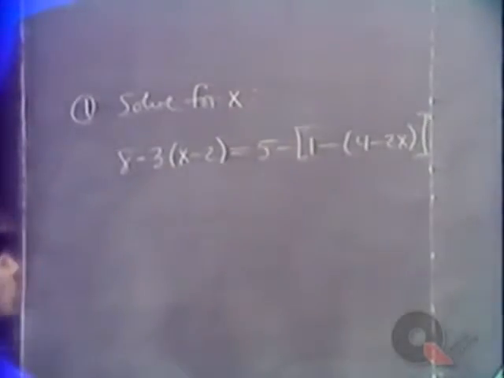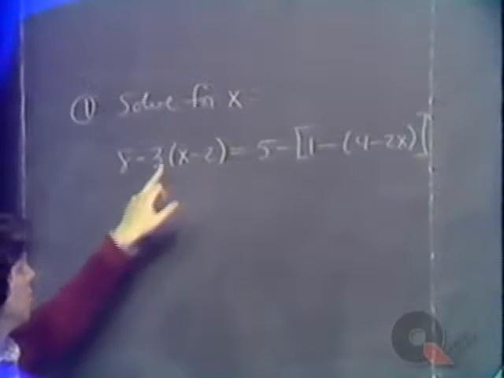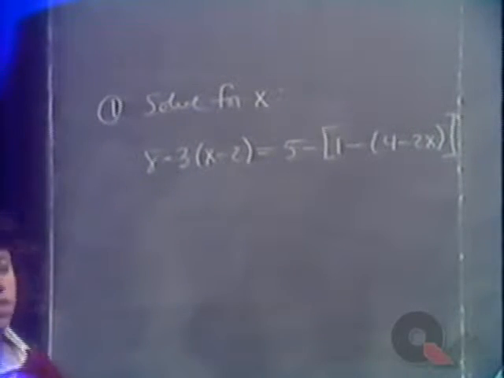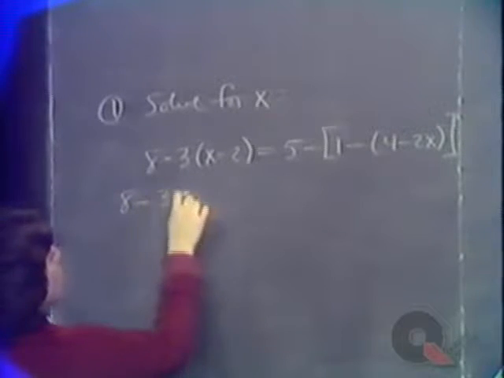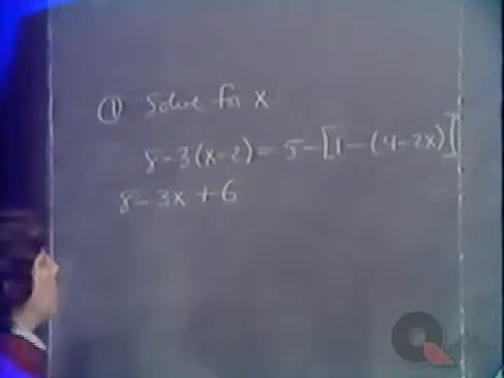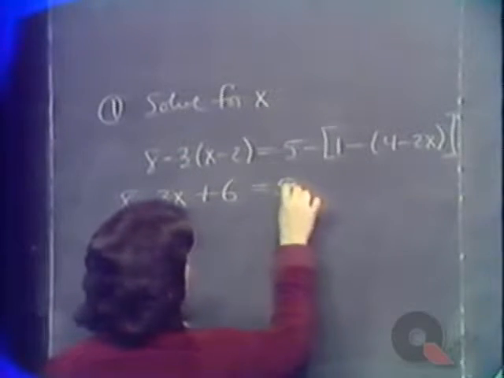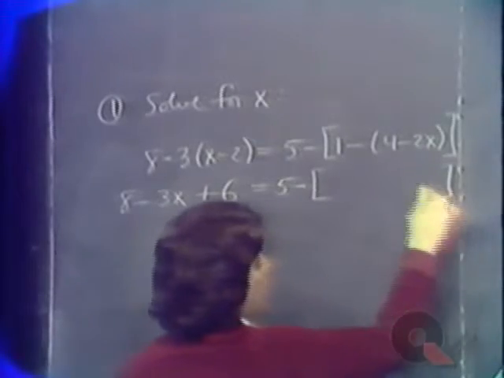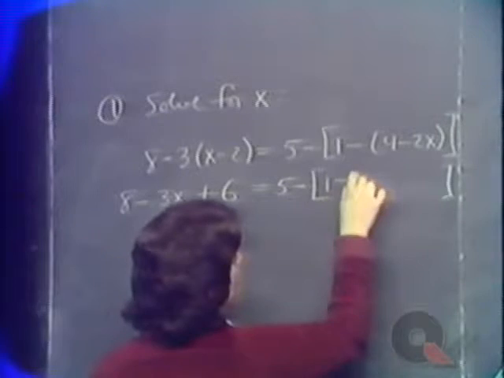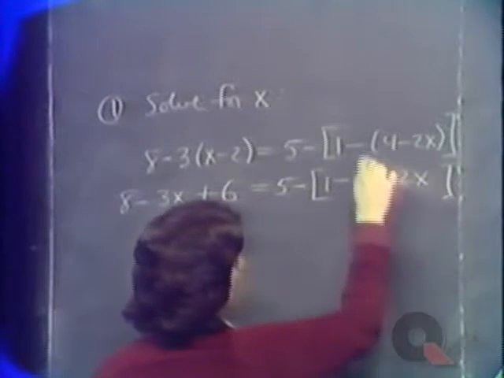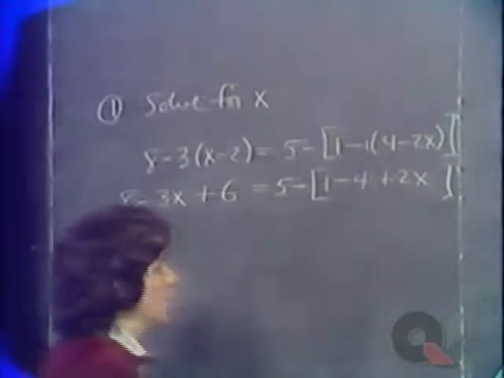Okay, now we have to remember order of operations, which tells us that we don't make 8 minus 3 5, but rather this multiplication has to be performed before the subtraction. So we have here 8 minus 3x plus 6, distributing the minus 3 through the parentheses, equals 5 minus, now I'm going to leave the brackets, but I'm going to remove the inner parentheses here, 1 minus 4 plus 2x. In other words, I'm distributing a minus 1. Minus 1 times 4, minus 1 times minus 2x.